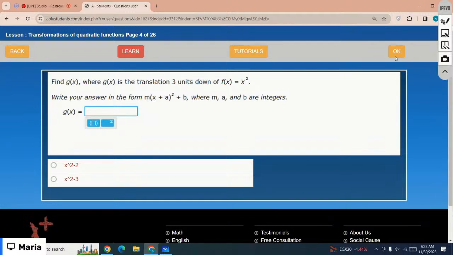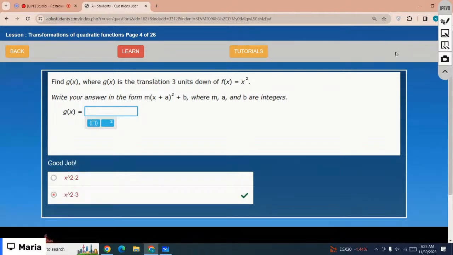Find g of x, where g of x is the translation 3 units down of f of x equals x square. So which is the correct option? That is a 3 unit down translation. So the correct option is x square minus 3. Option 2 is the correct option.